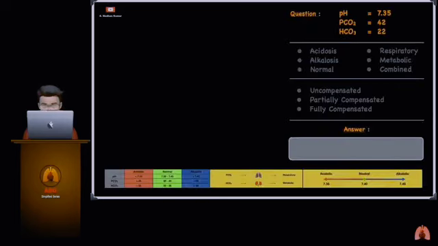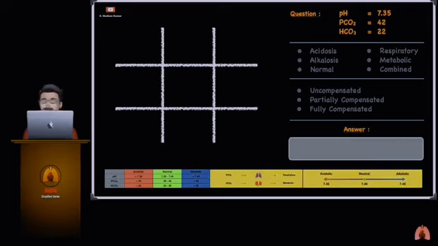In this example, we have a value of pH 7.35, PCO2 of 42 and bicarbonate of 22. First, draw the tic-tac table. The value of 7.35 of pH lies in the normal range. So, place the pH underneath the normal column.